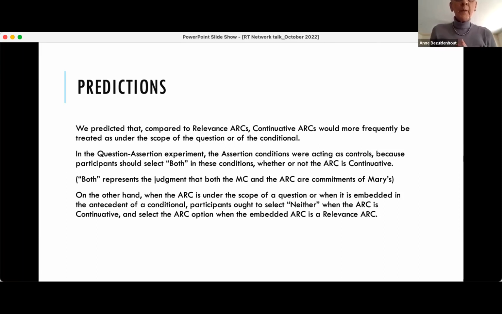So in the question assertion experiment, the assertion conditions were acting basically as controls, because participants should select both in those conditions, whether the arc is continuative or not. In other words, they should have clicked on both, because that represents the judgment that both the main clause and the arc are commitments of Mary's. On the other hand, when the arc is under the scope of a question or embedded in the antecedent of a conditional, they ought to select neither when the arc is continuative, and select the arc option when the embedded arc is a relevance arc.